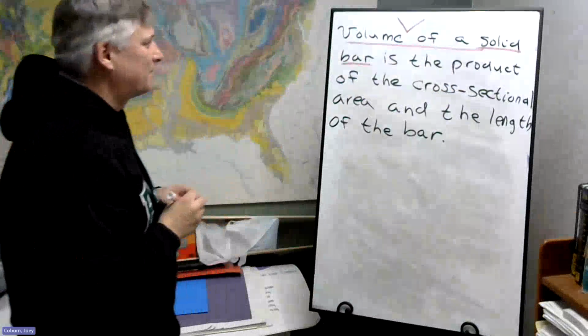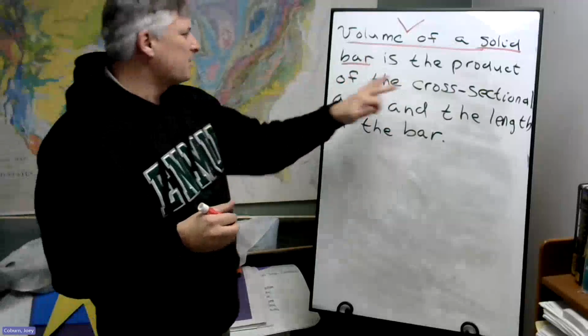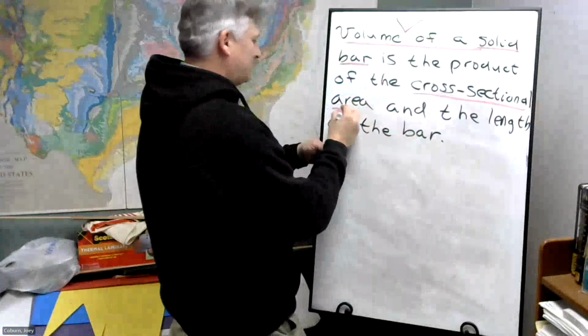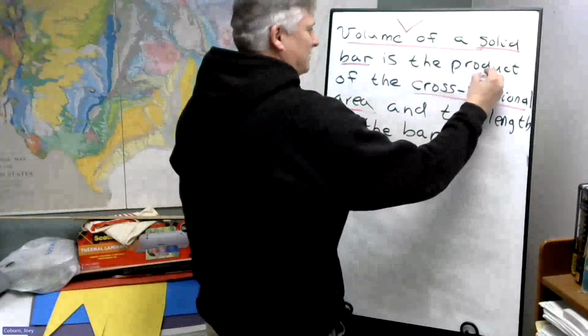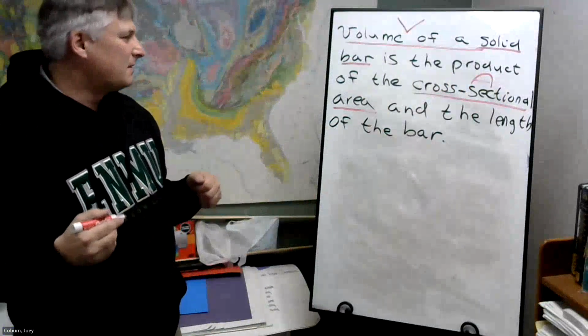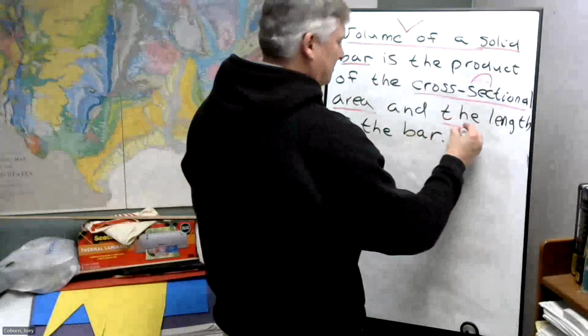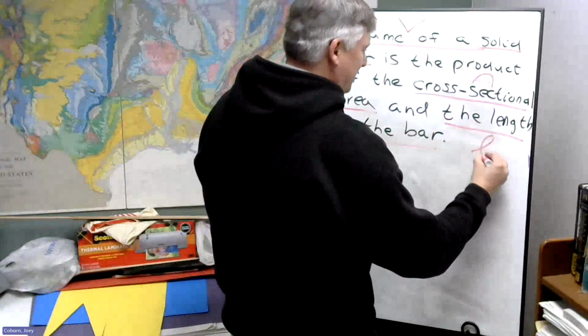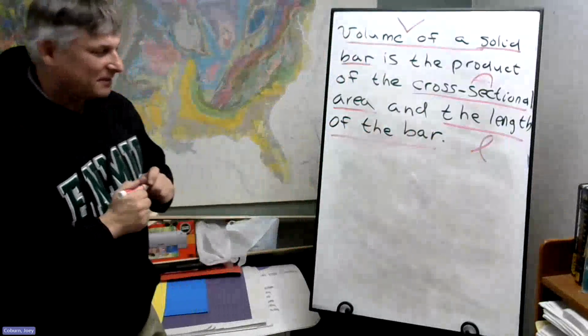Then we have the product of the cross-sectional area. Let's call this A. And then the length of the bar, call this L, a cursive L there.